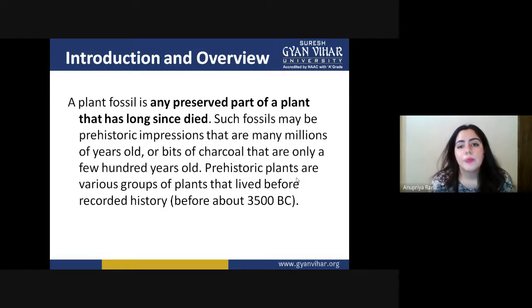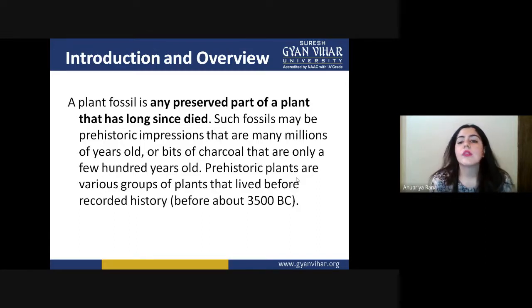Some pieces remain in different forms. Sometimes it can be a picture, sometimes an impression, and sometimes the whole plant can be submerged inside mud, in a rock formation site, beneath the rock, or sometimes inside the sea. In any such way, if a plant from the past can be seen in the present time, it is called a fossil plant.